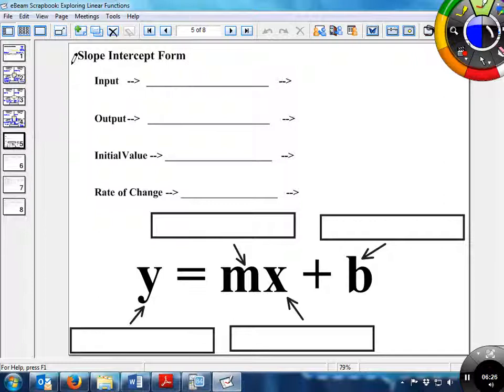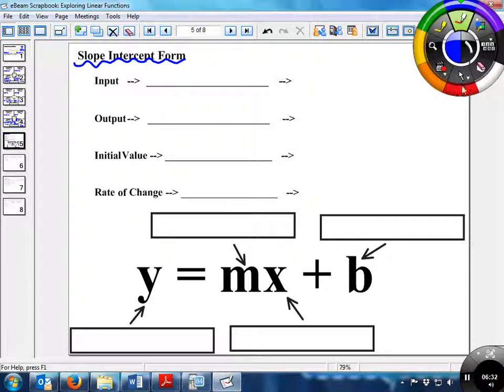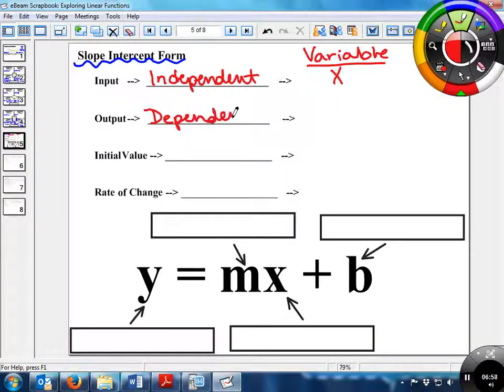Okay, so now we're going to start building this slope-intercept form of the equation. We're going to look at how that is all put together. The input we know as another name for it as being the independent variable. This is represented by the variable x in my equation. The output is also known as the dependent variable. And that is always going to be represented by y. So these are what we're familiar with, the independent, the dependent, x and y. We are already familiar with those.